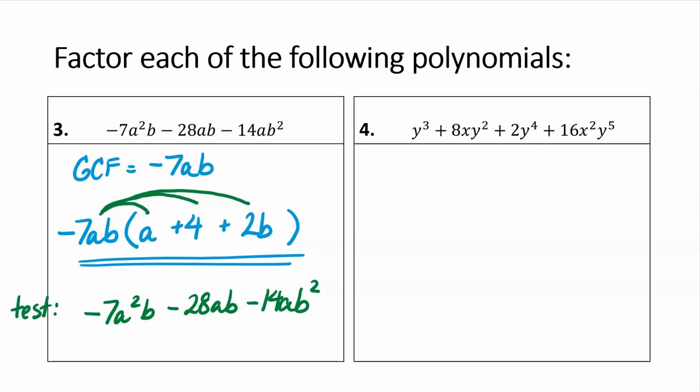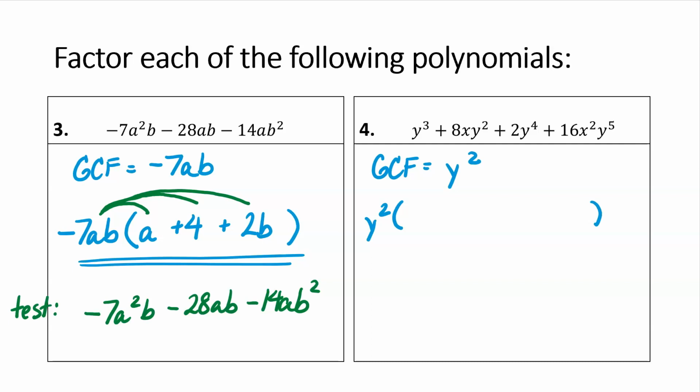Okay, last example. y cubed plus 8x squared y squared plus 2y to the power of 4 plus 16x squared y to the power of 5. Well, there's no number here to take out as a greatest common factor, but we see that each of these terms has at least 2 y's. So the greatest common factor in this case would be y squared. So let's take that y squared, set up our brackets, and figure out what expression we need inside those brackets.